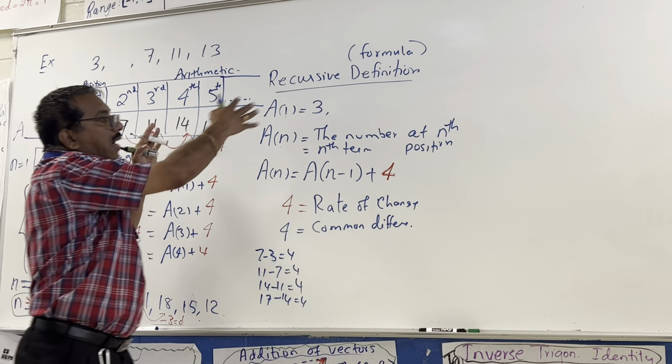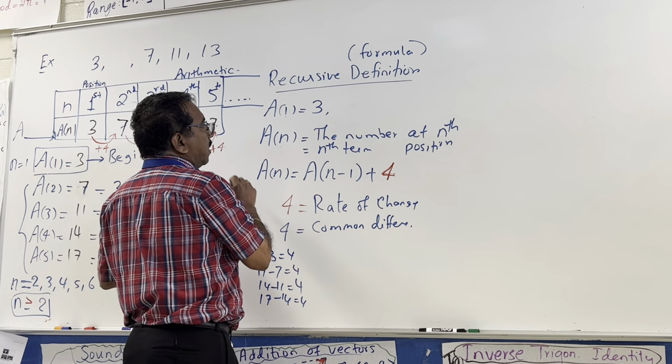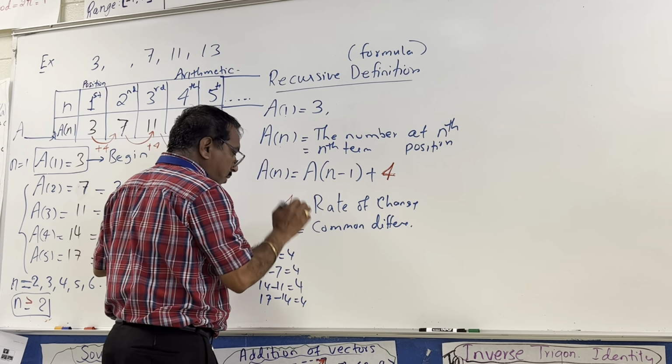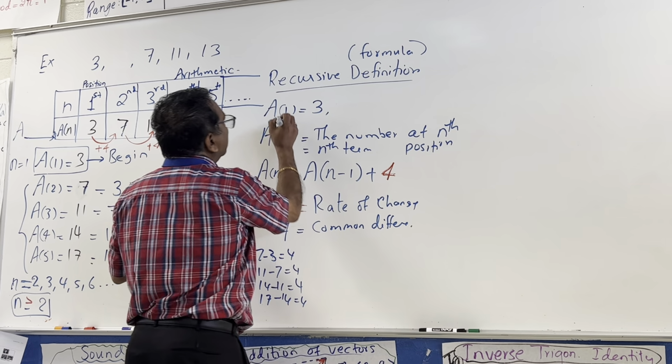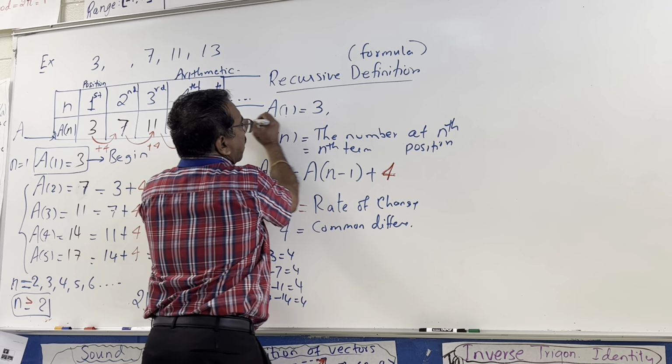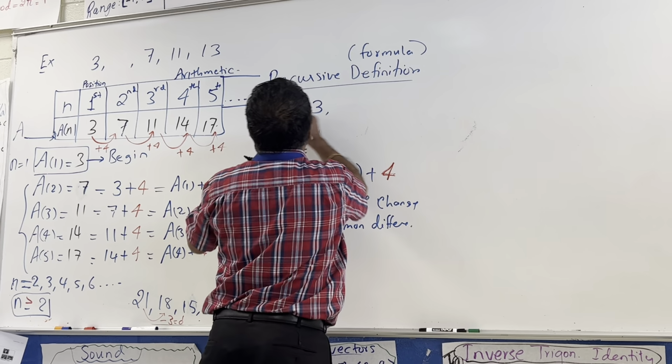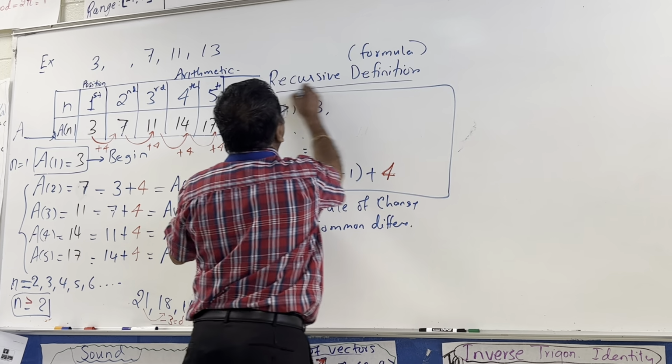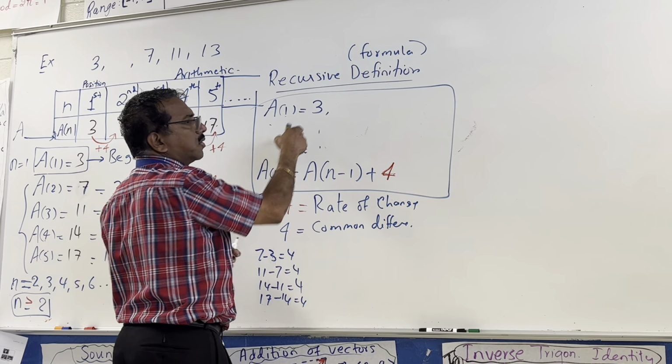So that's the recursive definition. One more thing is not just writing this. You write this first, so this I already wrote. You're supposed to write it in the box. This is important. The very first one is 3.